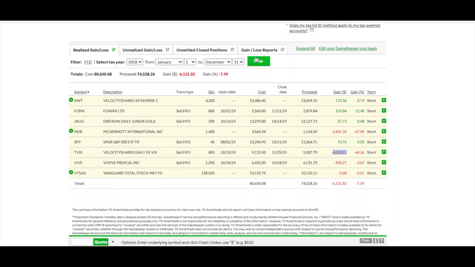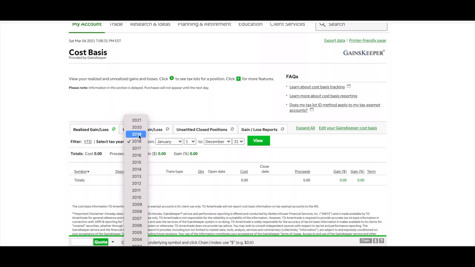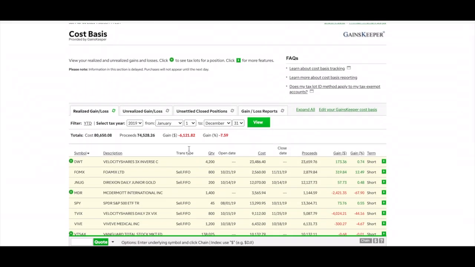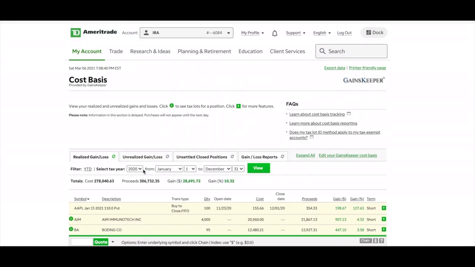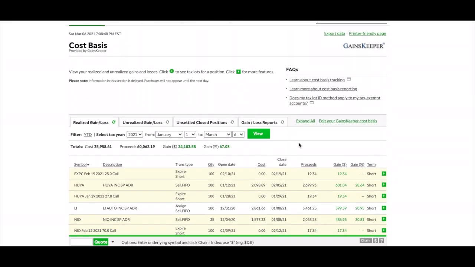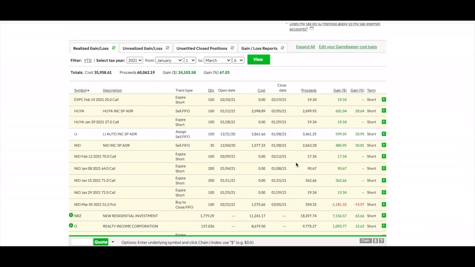And 2018, I didn't open this account then. I started this account back in 2019. So you can see my account went from negative 6,000 to a positive 28,000. And then so far this year, I'm up $24,000. So in this account, I try to focus on buying quality stocks as well as selling cash secured puts, guys. You want to be selling cash secured puts if you're planning to buy 100 shares of the underlying stock, or selling covered calls if you have 100 shares of the underlying stock.